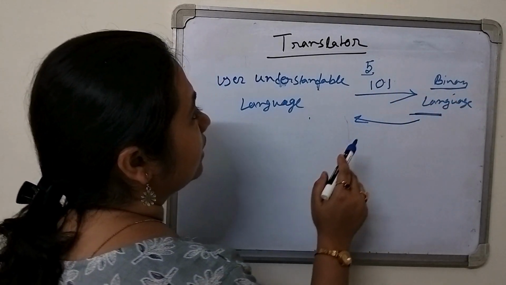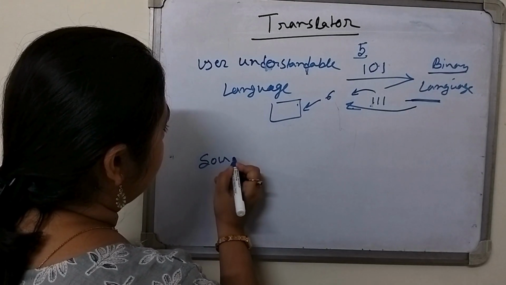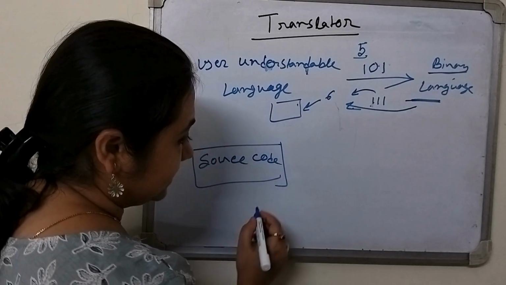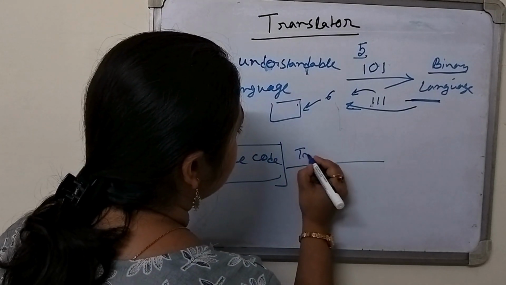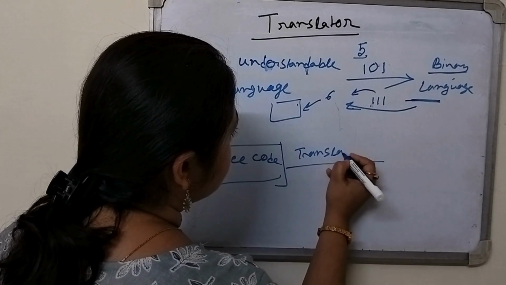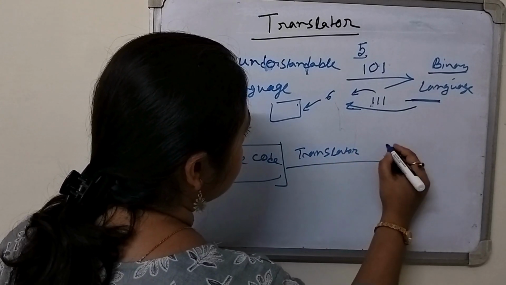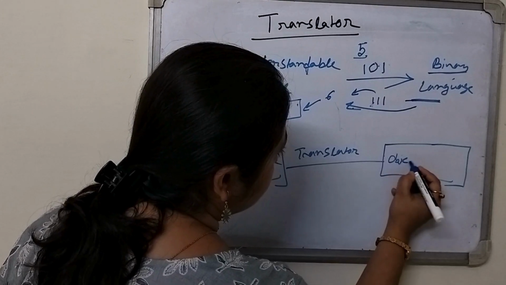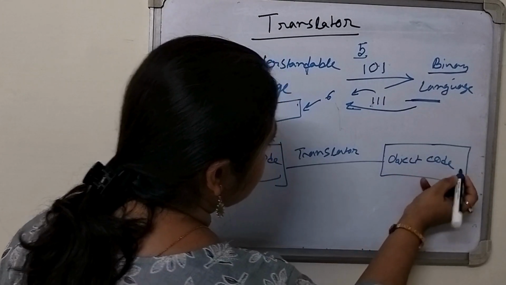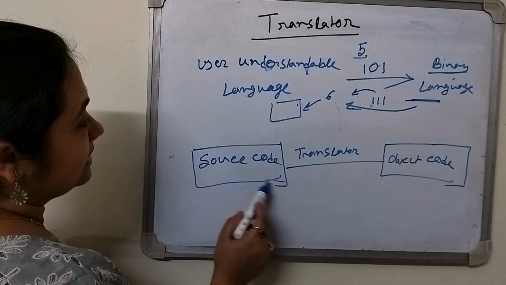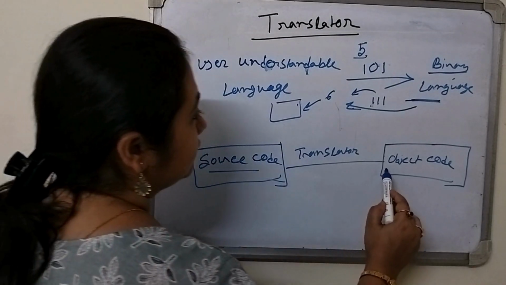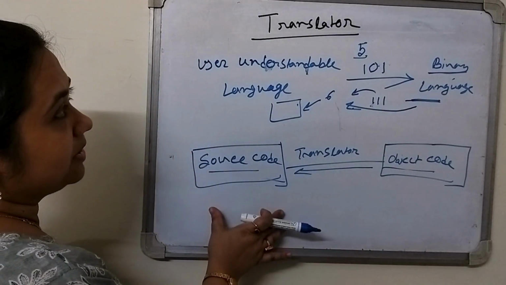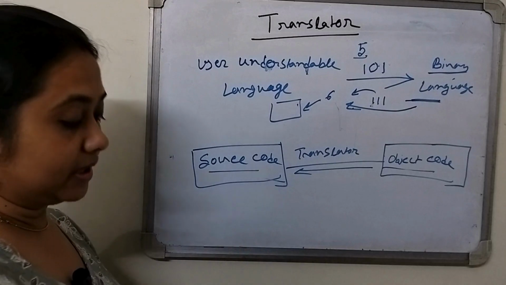Suppose the computer, what do we have to say? We have to say the source code is translated by the translator. Then we have to know the object code. So what is the main purpose of the translator? The translator will translate the source code into the object code and the object code into the source code. This way it converts one code to another code.